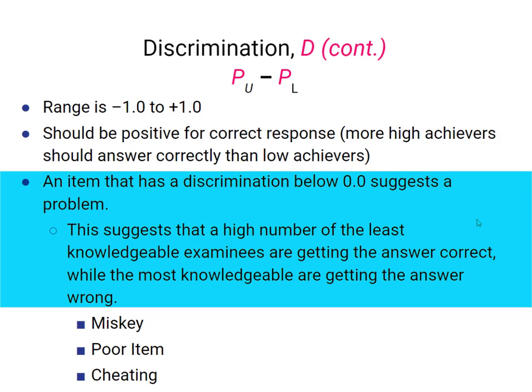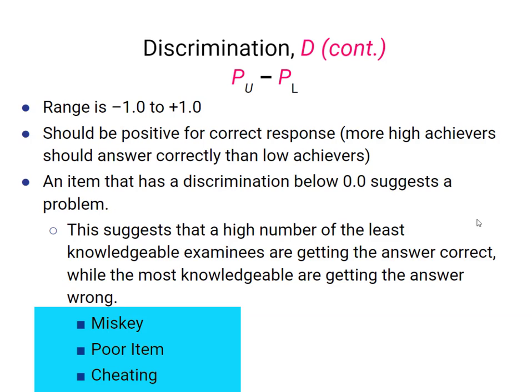And this can happen for a variety of reasons. A lot of time it's just a miskey. You accidentally put in the wrong answer. Of course, the students that really know what's going on are getting the answer incorrect because it's incorrect on the key. It could be just a poor item where there's something about that item that is confusing, like absolutes or something like that. It might have a grammatical cue that the most knowledgeable examinees are not picking up and the least knowledgeable are. And then also it could be an indication of cheating.